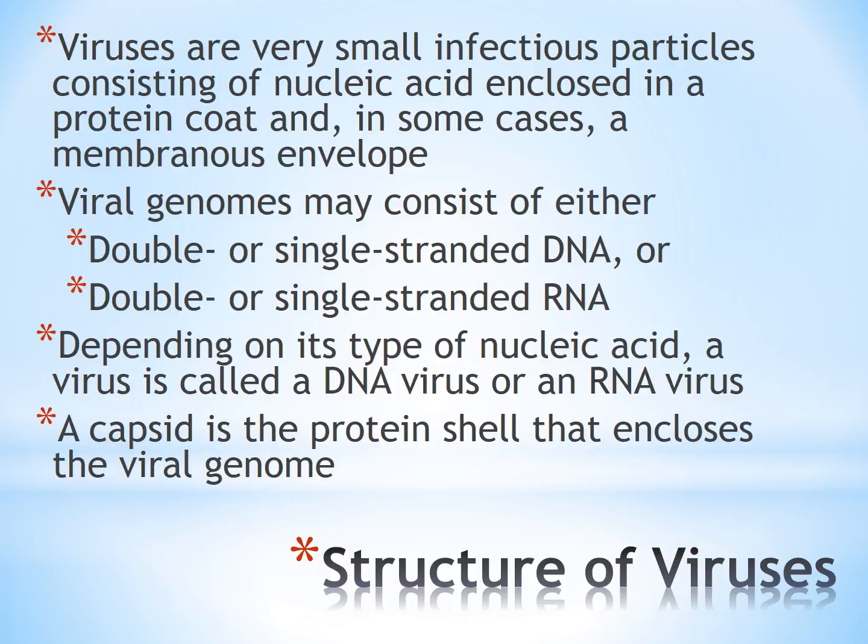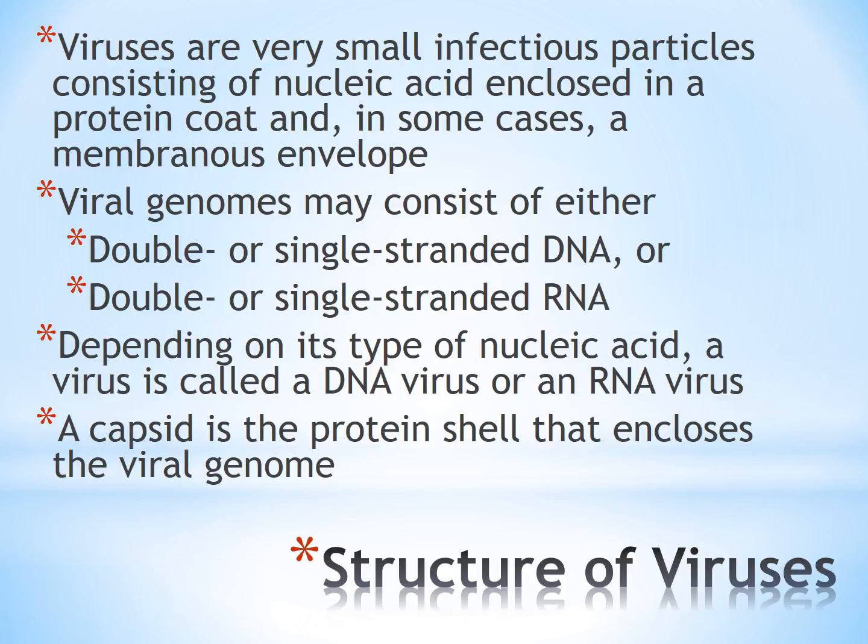As I said a second ago, the viral genome is some type of nucleic acid. So it's either going to be double or single-stranded DNA, or double or single-stranded RNA. So there are 4 different options you can have here. And depending on whether it has DNA or RNA as its nucleic acid is the type of virus we're going to call it. If it's a DNA virus, it of course has DNA. And if it's an RNA virus, it of course has RNA.